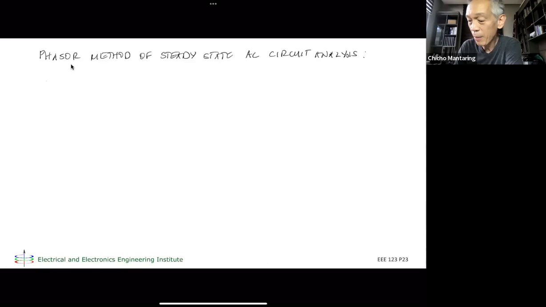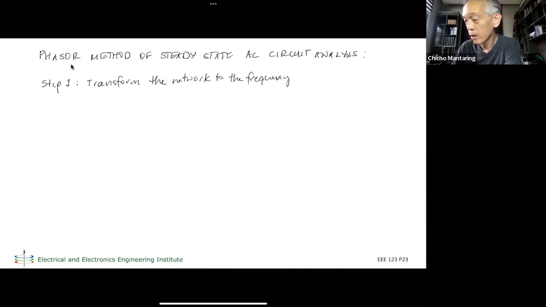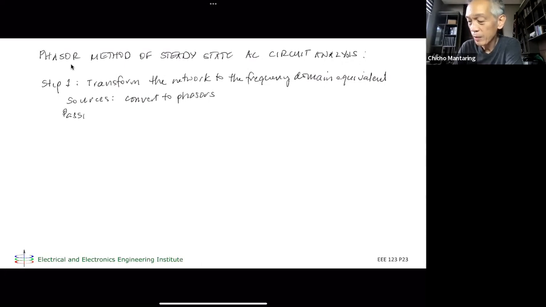Okay, so sabi natin step 1, you transform the network to the frequency domain equivalent. And how do you do this transformation? Your sources, you convert to phasors. Then your passive elements, you convert to impedances.